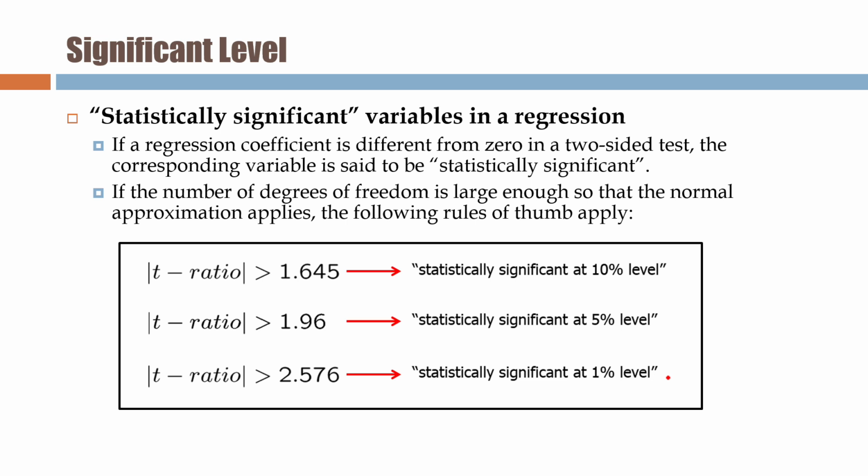Statistically significant means the regression coefficient is different from 0 in the two-sided test. The corresponding value is said to be statistically significant. So again, this is a two-sided test, right? Because I don't care whether it's a positive effect or a negative effect. We can just say it's statistically significant, which means it's not 0, which means there is an effect. If the number of degrees of freedom is large enough, this t becomes the z.